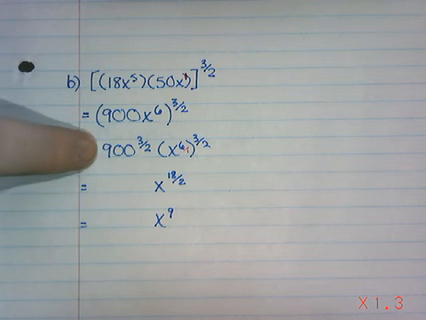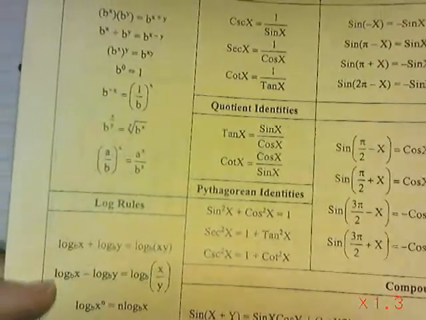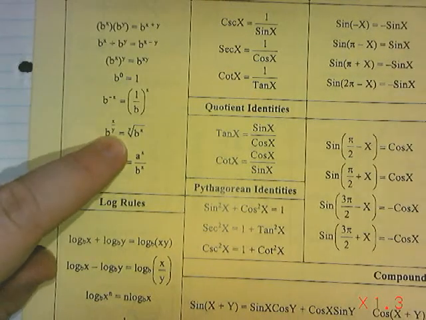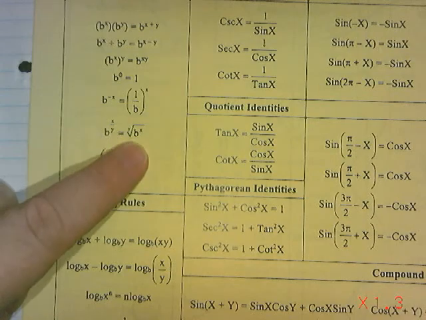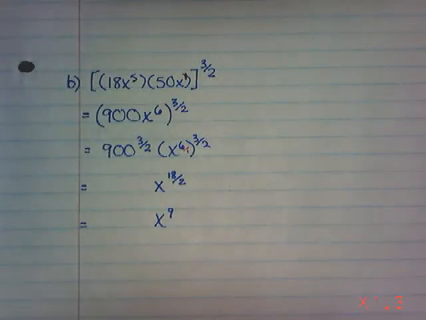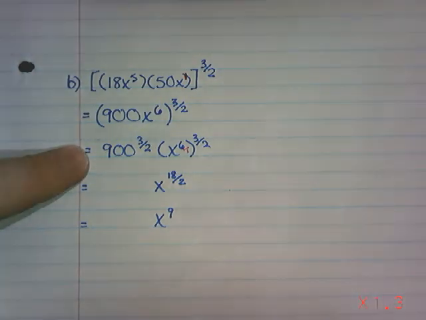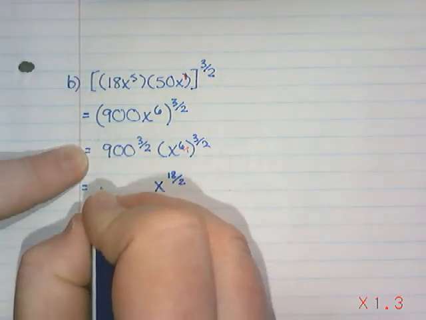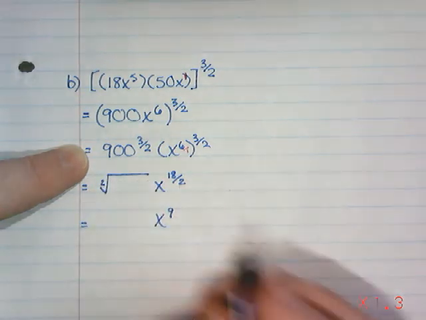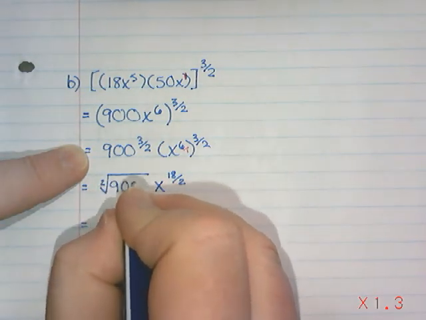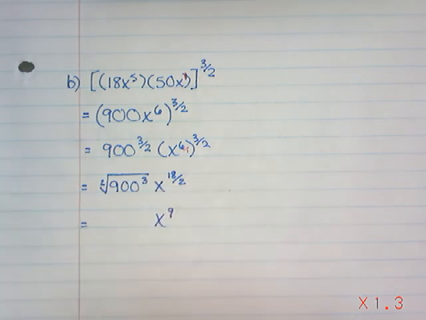And then if I come back to the 900 to the power of 3 over 2, a rational exponent, so a fractional exponent, makes a root. The denominator becomes a root. The numerator just stays a regular exponent. So 900 to the power of 3 over 2 is going to become the square root. Now it's up to you whether you want to put the 2 in there or not, of 900 to the power of 3.